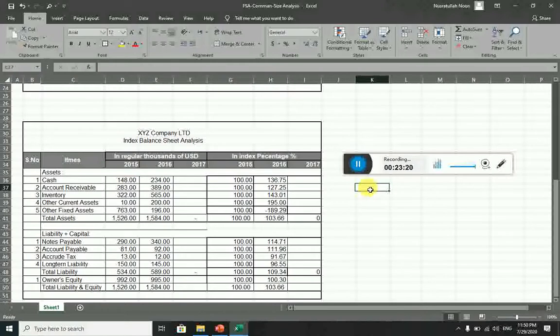Let me do it here step by step. So I show you how 136.75% is obtained. The formula is current year minus base year. That's the dollar change. Now we want to find out percentage change. So what I'll do, dollar change divided by the base year. This is the percentage, right? Now what we'll do, percentage plus index of the base year.